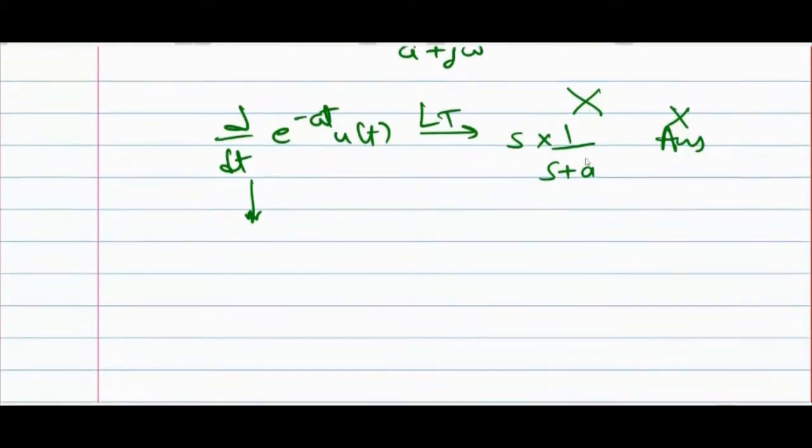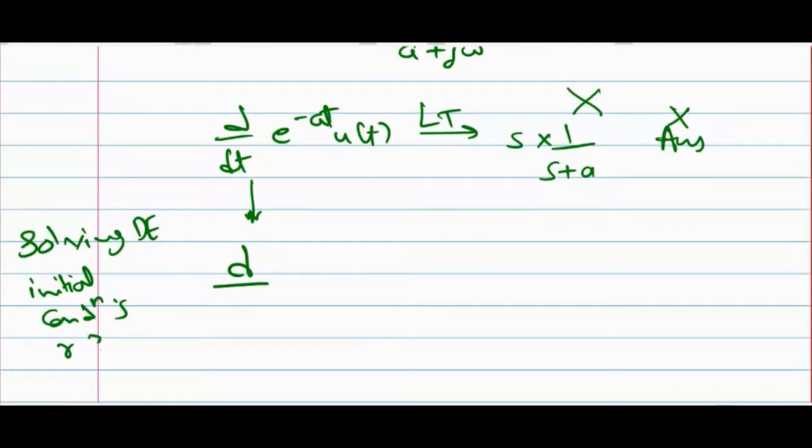The reason is that whenever we are solving a differential equation, we are assuming that initial conditions are 0, or that it is provided in the question that initial conditions are 0. But here this e raised to minus at into u of t has initial value 1. At t equal to 0, the value is 1. So the initial value of this signal is 1.